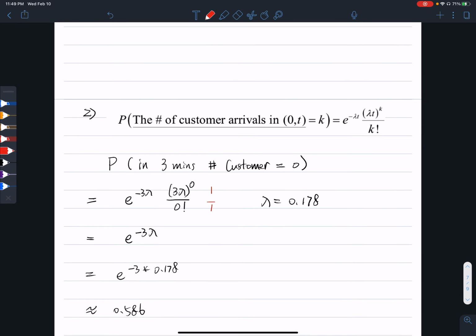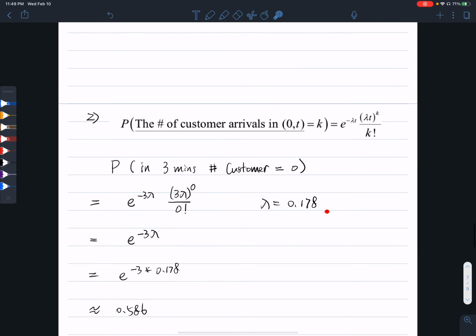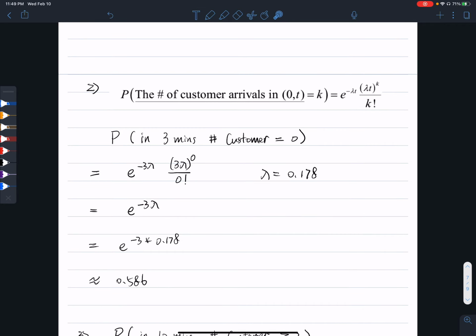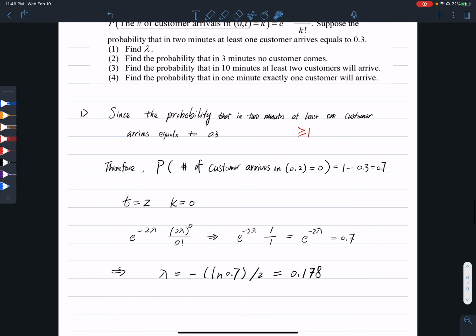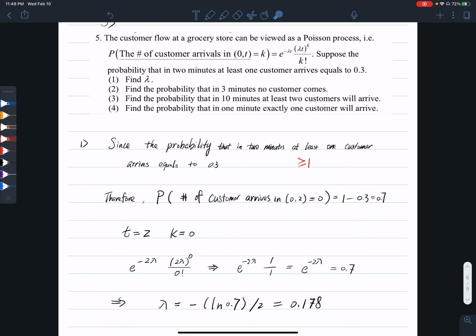So basically, which gives us e to the power negative 3 lambda, and we already calculated that lambda equals 0.178. So here it's e to the power negative 3 times 0.178. We get 0.586.